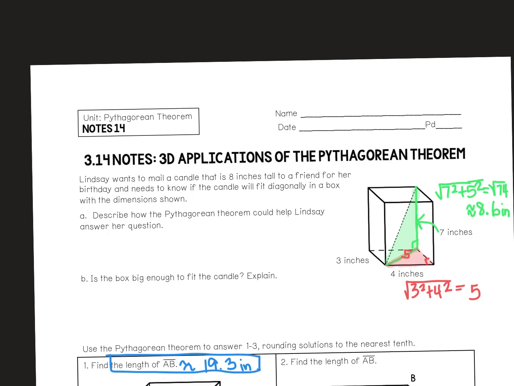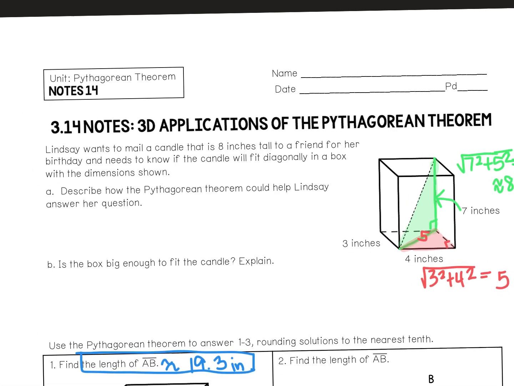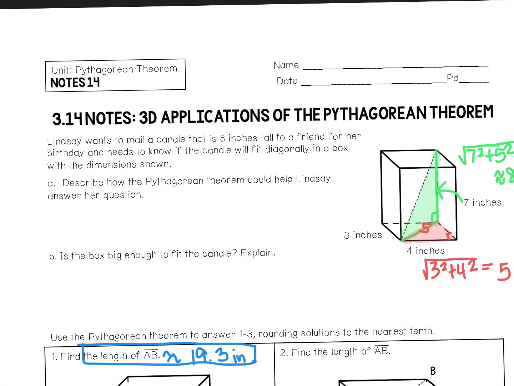So here's an example. Lindsay wants to mail a candle, and it's 8 inches tall. It's for her friend's birthday. She has this box here that's dimensions 3 by 4 by 7 that you see pictured. And she's thinking, will that candle be able to fit in there? So if you think about how it could go diagonally, and we know that that box is a rectangular prism, so it has right angles in every corner.